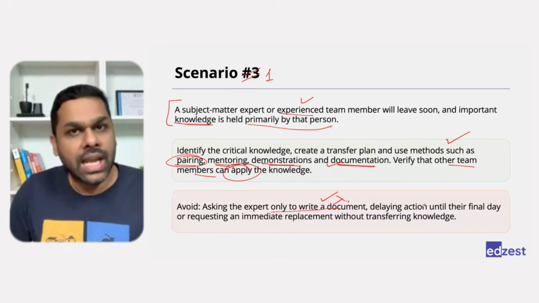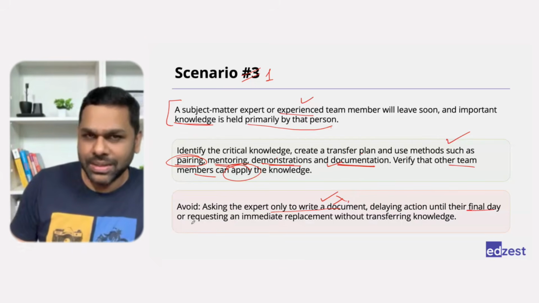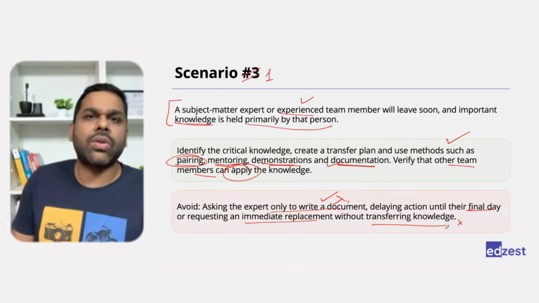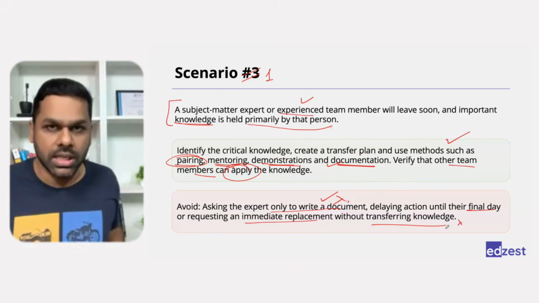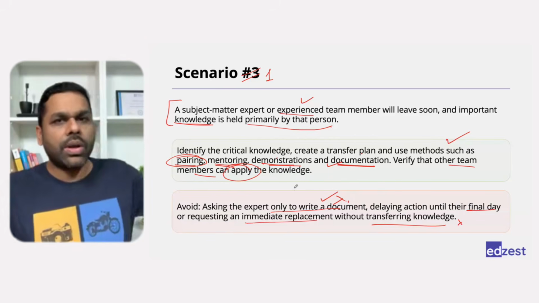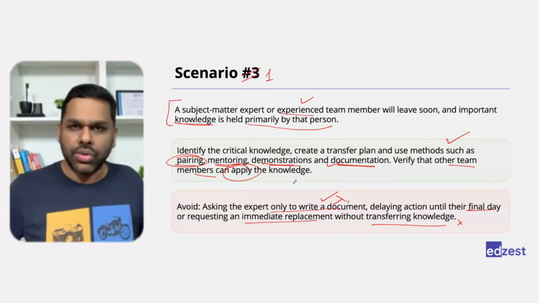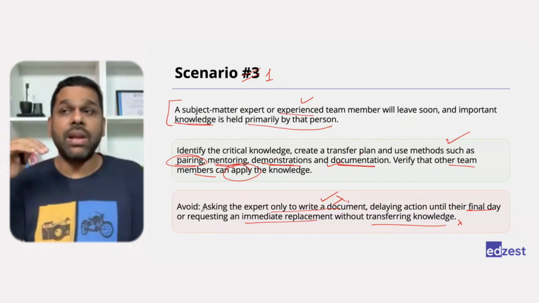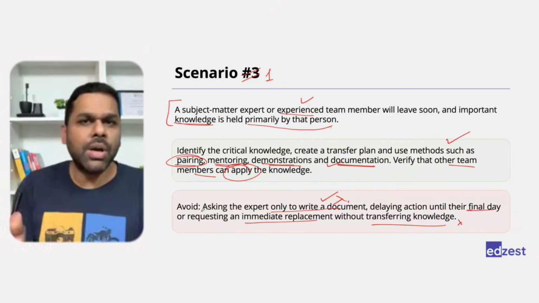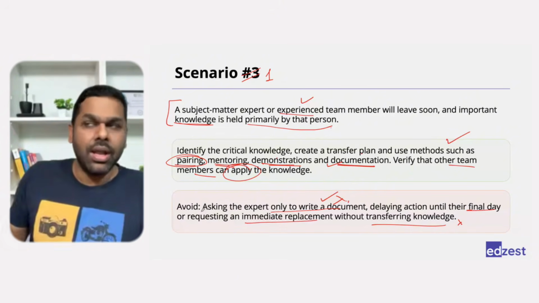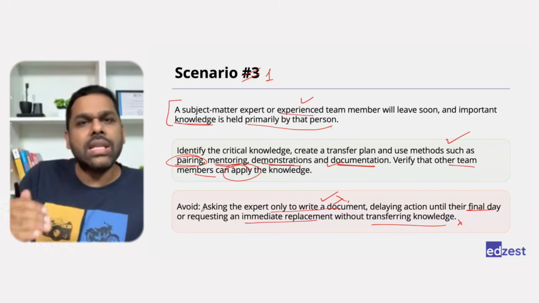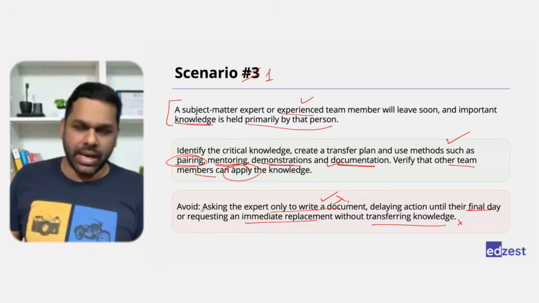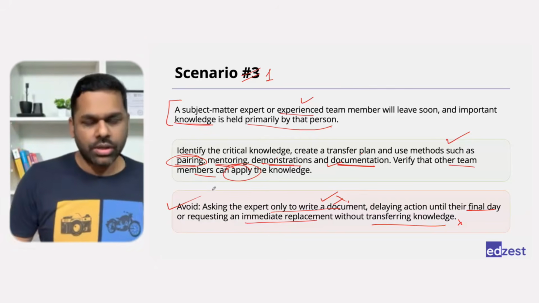Also, delaying action until the final day of the person leaving or requesting an immediate replacement without transferring the knowledge, these things are going to hamper the project's progress. And hence, whenever you look at these options in the PMP exam, you should be a little bit critical about it. See, never do I say that you should eliminate it completely. Yes, there will be some option that you know that is wrong, but you should be critical because the test is on critical thinking. How do you compare the options and decide? Okay, so that's what you should do.